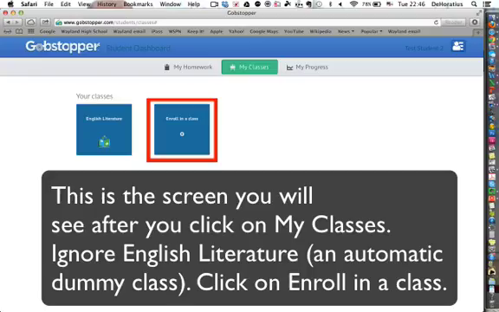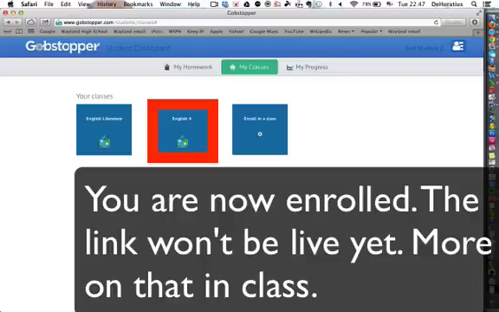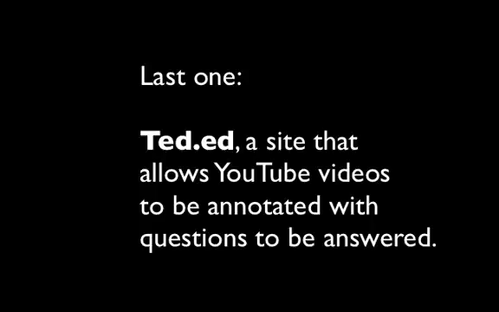All right, and then once you do that, you'll hit the Enroll in a Class button, which is in the red box there. This is the code you'll use. You might want to copy it down somewhere, pause and copy it down. Somewhat straightforward, but a little long. Once you put the code in, now you see English 4 there in the red box. The link is not live. We'll deal with that as class goes on.